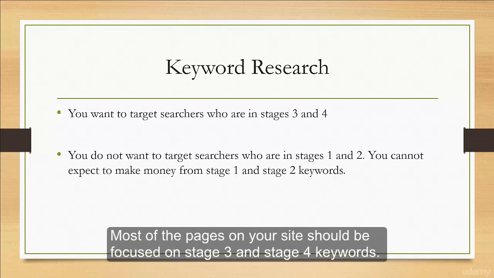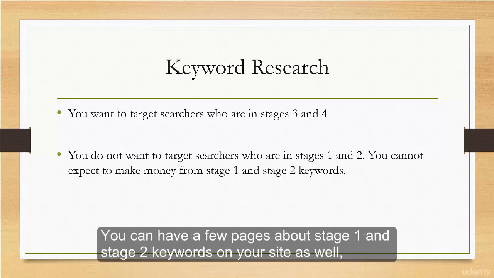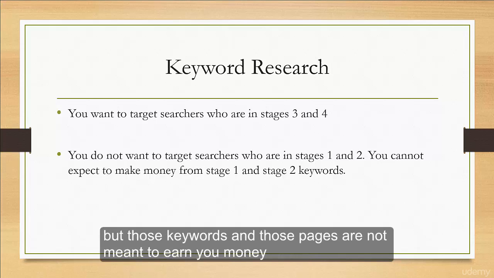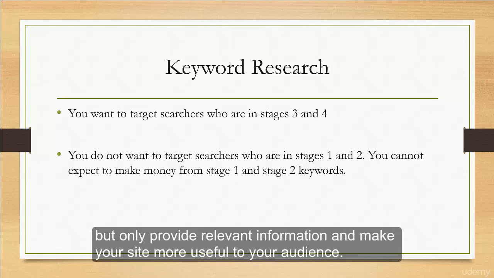Most of the pages on your site should be focused on stage 3 and stage 4 keywords. You can have a few pages about stage 1 and stage 2 keywords on your site as well, but those keywords and those pages are not meant to earn you money, but only provide relevant information and make your site more useful to your audience.